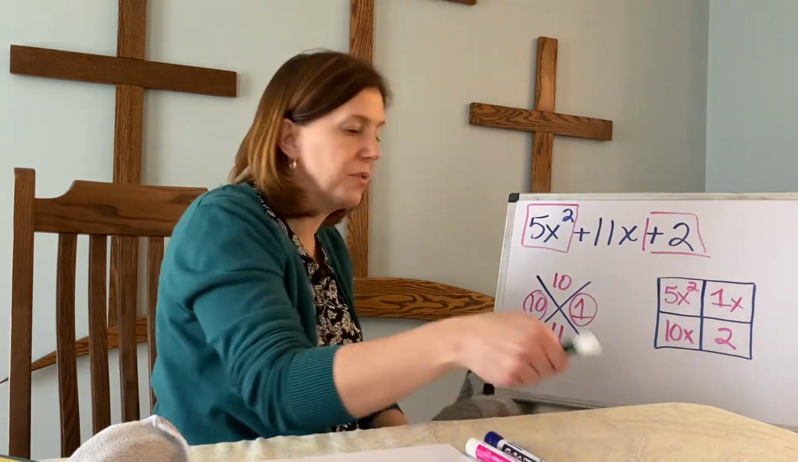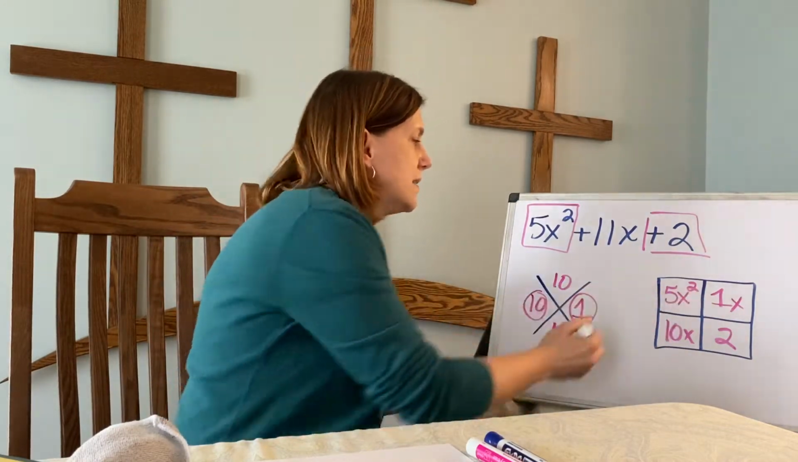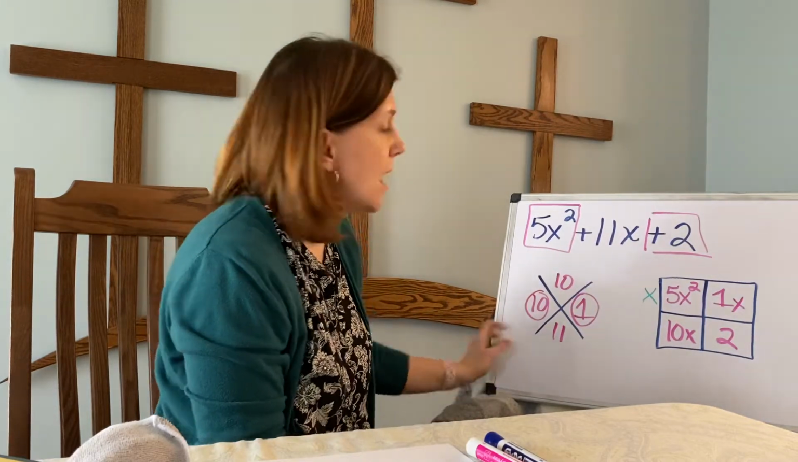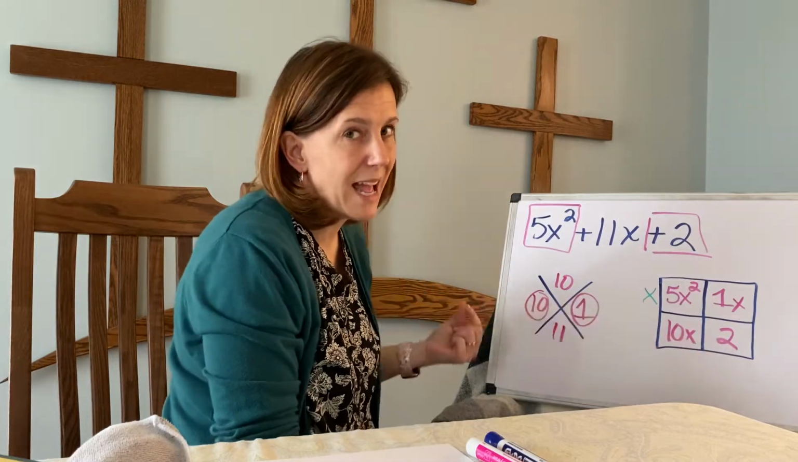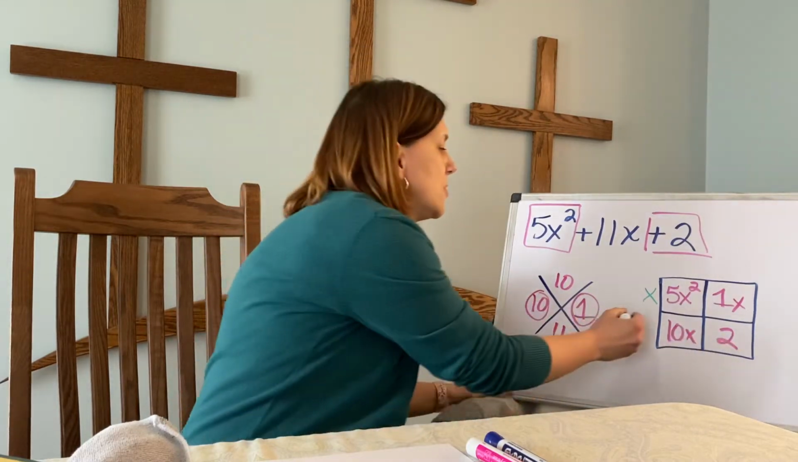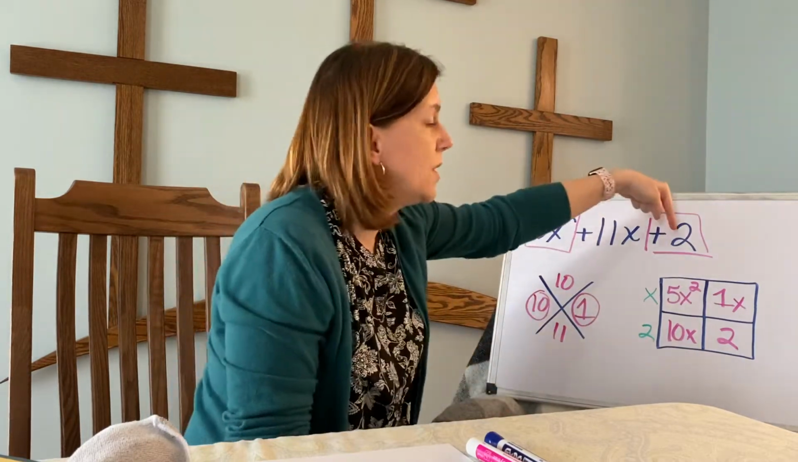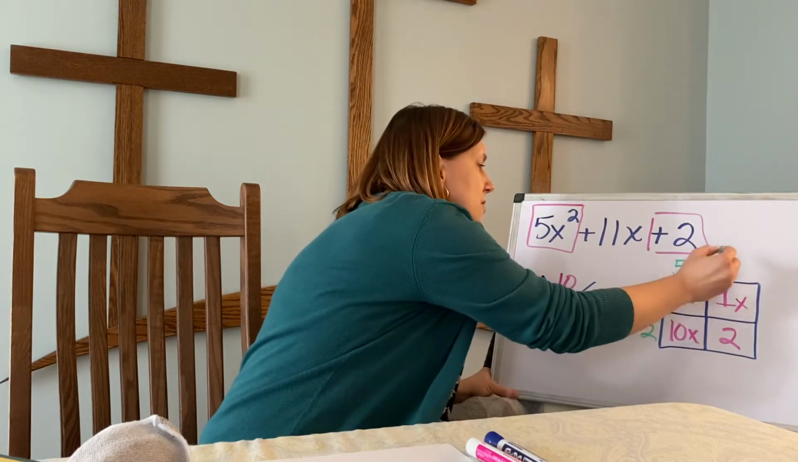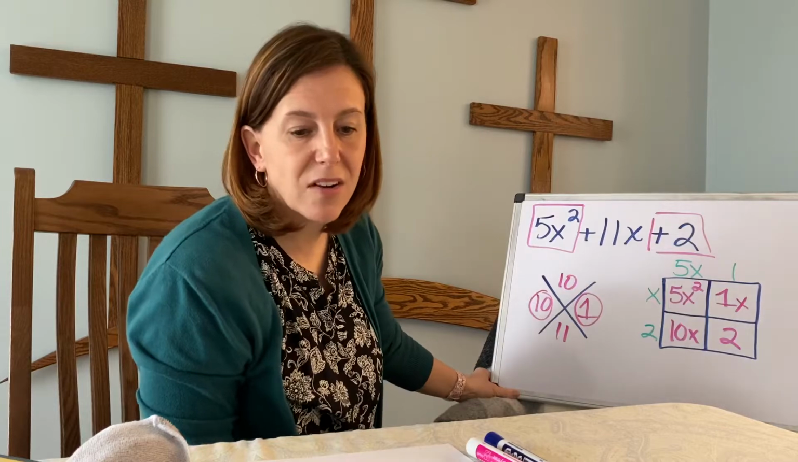So I can do that pretty quickly now. Between 5x squared and 1x, my greatest common factor is 1x. From this row, 10x and 2, I'm not going to be able to pull an x out because this one doesn't have an x, but the greatest number that I can pull out is a 2. Now I'm going to work vertically. I can take a 5x out of this column and a 1 out of that column.